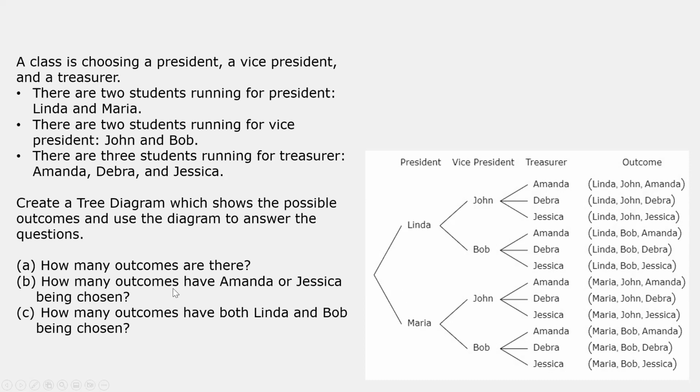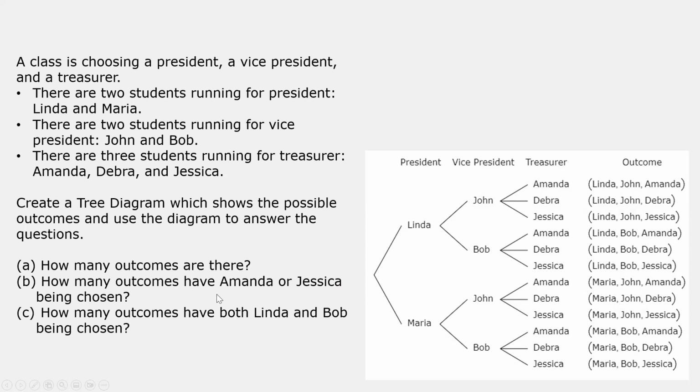So the question is, how many outcomes are there? In this case, we're only counting the ends, and there are 12. 2 for the first choice, 2 for the second choice, 2 times 2 is 4, 3 for the third choice, so times 3, so that's 4 times 3 is 12. Or you could count all these, either way. In both cases, you should get 12.